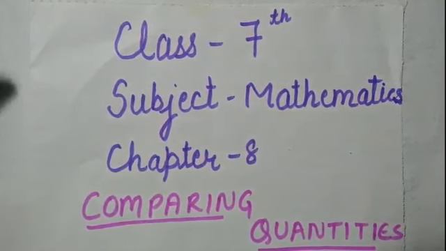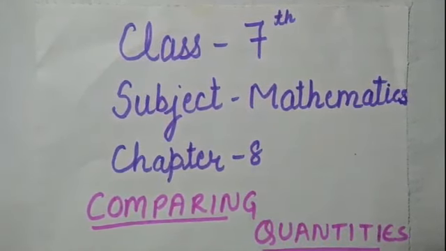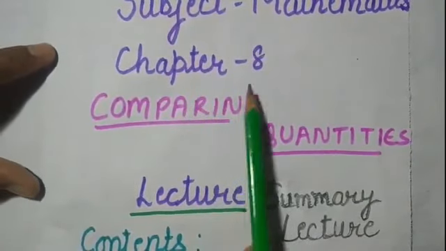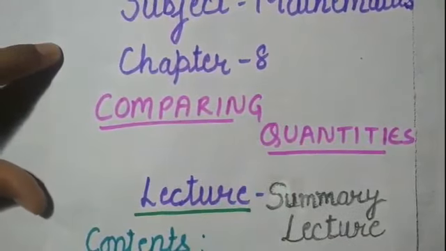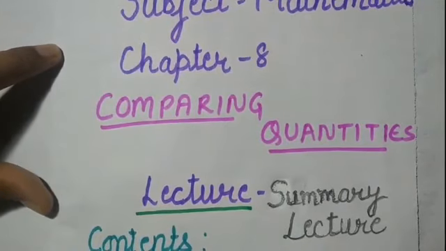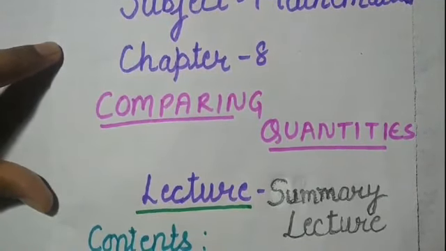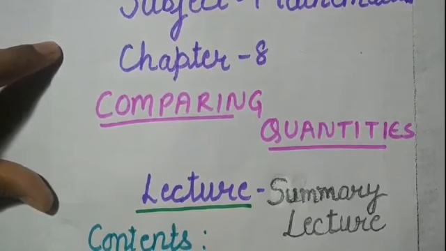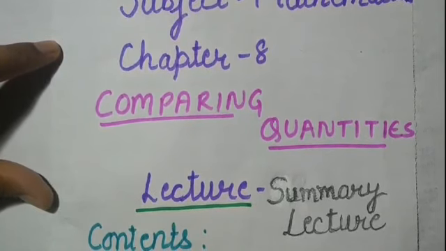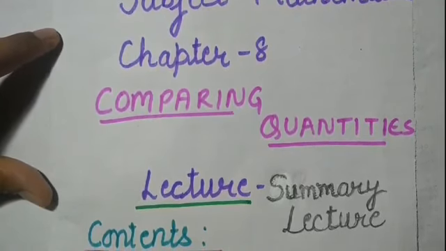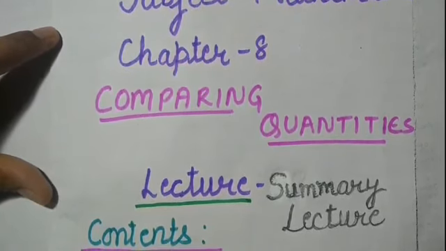This video is for the students of class 7 and this is the summary lecture of chapter number 8, comparing quantities. As we have completed chapter number 8 in the previous lecture, in this lecture I will discuss the main concepts and results of the chapter, that is chapter number 8, comparing quantities. So let us start with the first point.